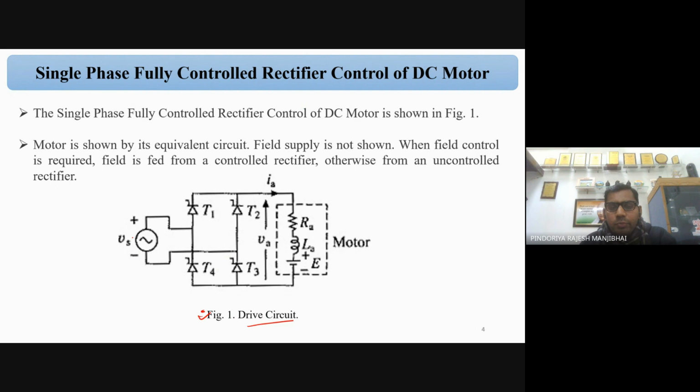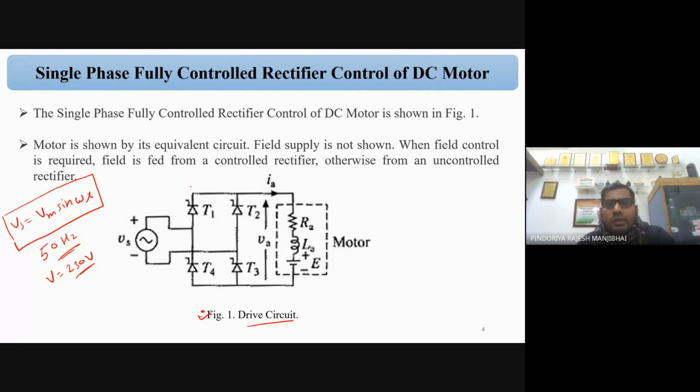This is the input voltage Vs. Vs is nothing but Vm sine omega t, that is the supply input voltage. That is a single phase AC, so we can say a 50 hertz supply frequency, and the voltage may be 230 volts because this is a single phase voltage.